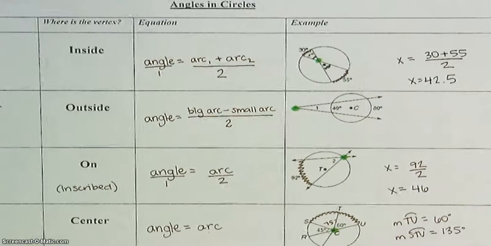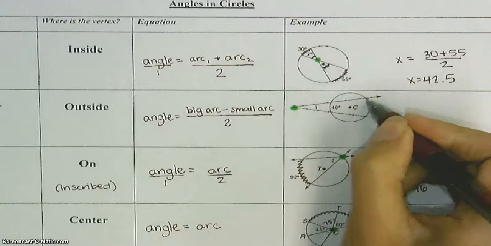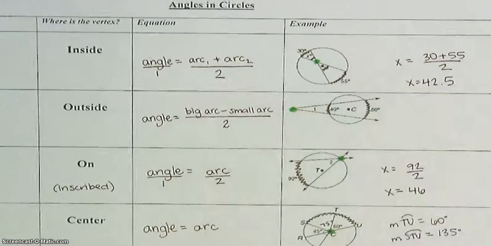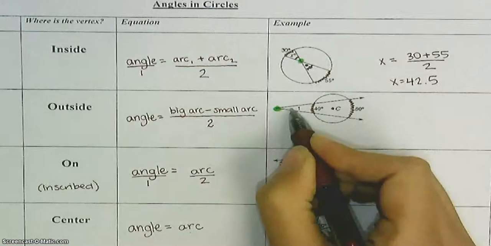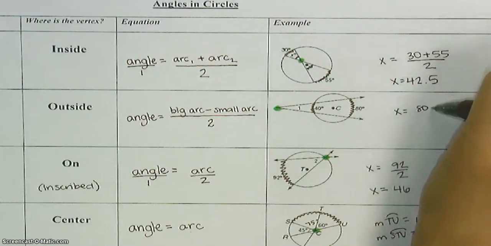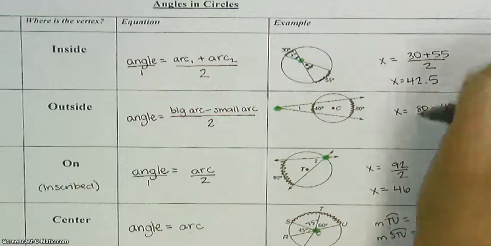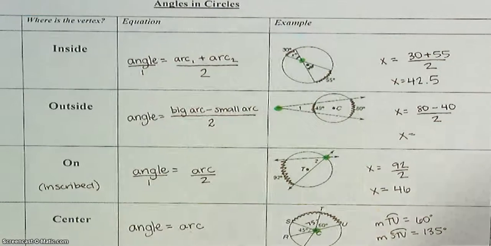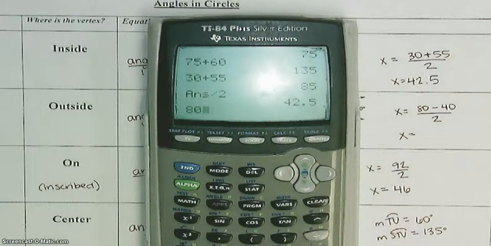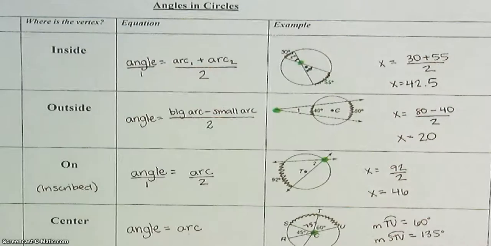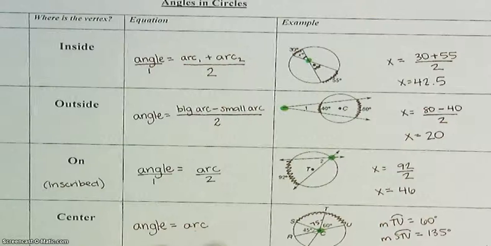Let's take a look at this example. We've got an outside angle. Notice this arc is in between, and this arc is in between. So we're looking for this angle. This is our variable. Angle equals big arc minus small arc divided by 2. If you need to put this in your calculator, remember to press enter. 80 minus 40, enter, divide by 2. So this is your cheat sheet for angles and circles.